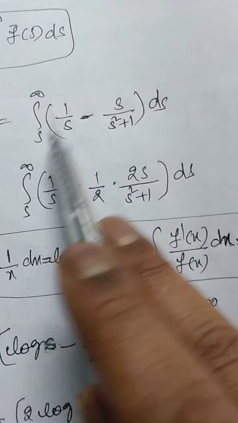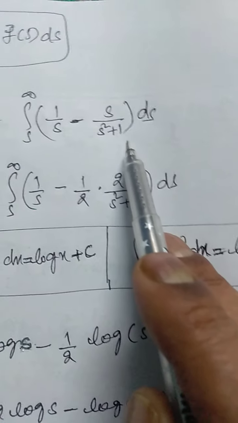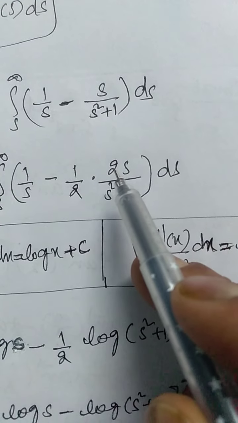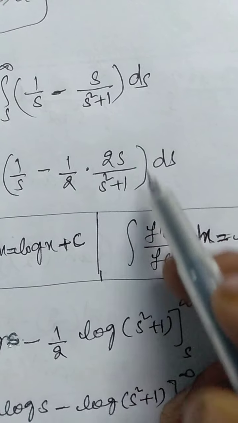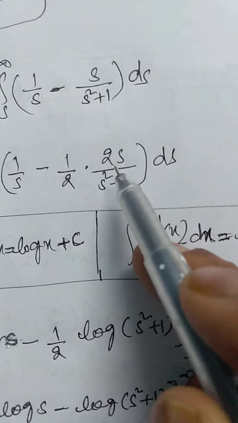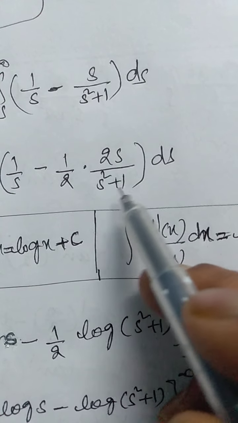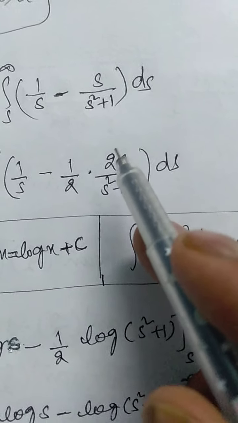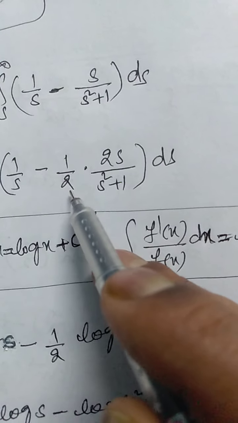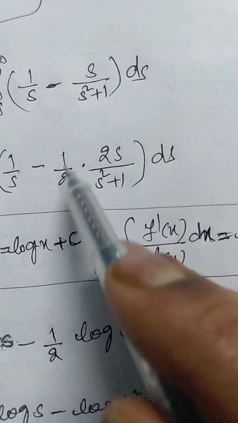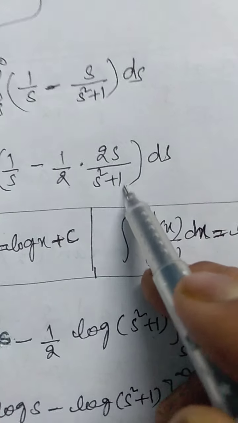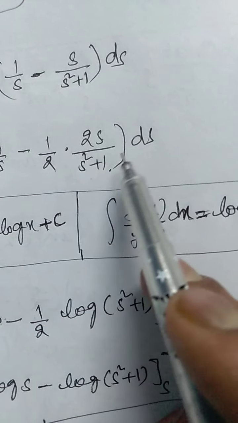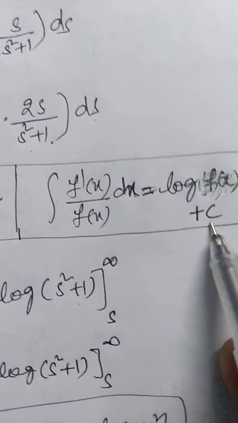The integration of s divided by s square plus 1 is not in standard form. So we have to convert it into standard form by multiplying and dividing this fraction by 2. We get 1 by 2 into 2s divided by s square plus 1. It is in the form of the integration of f dash of x divided by f of x dx, which is equal to logarithm of f of x plus c.